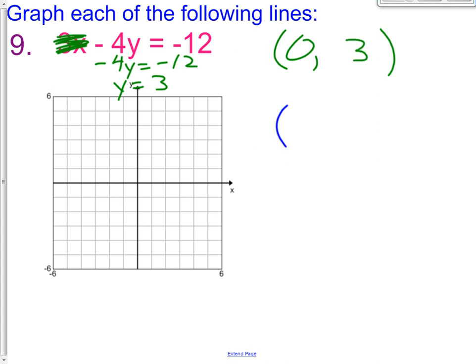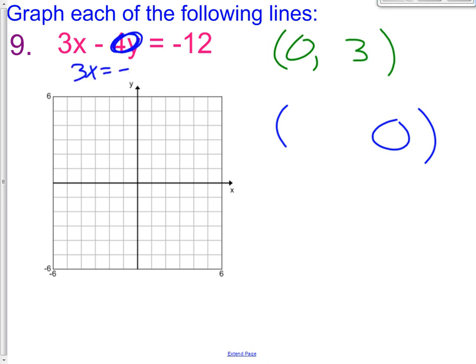And what happens when my y value is 0? Well, when my y value is 0, that means that this becomes a 0. So 3x equals a negative 12. That must mean my x has to equal a negative 4. So at negative 4, 0. And then I graph both of these points. At 0, 3, 1, 2, 3. And at negative 4, 0. Use my straight edge and connect my dots. So hopefully you also got something that looks like this. There's problem number 9.